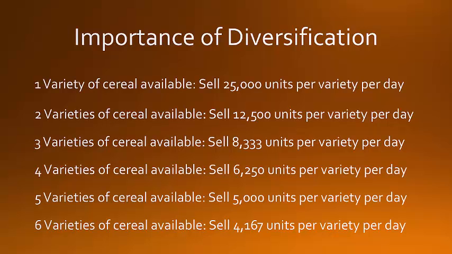If you have 2 varieties, you only need to sell 12,500 units of each cereal variety to keep up, and so on, getting lower and lower as you have more varieties of cereal. So you can charge more for your cereal when you have more varieties and yet still get the number of units sold in aggregate that you need to keep up with your production capacity.